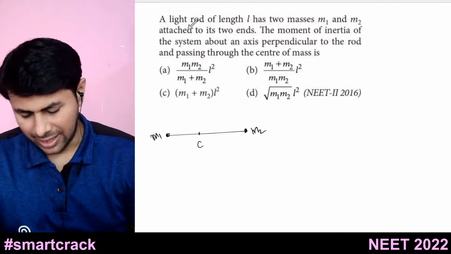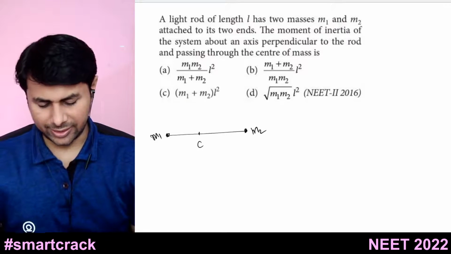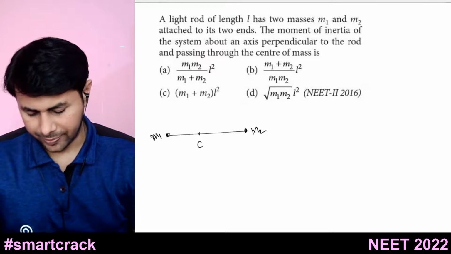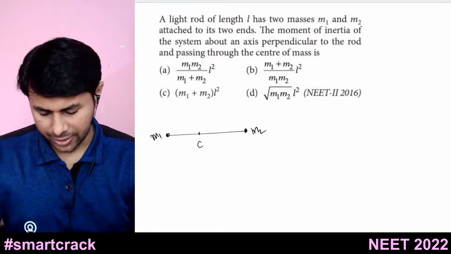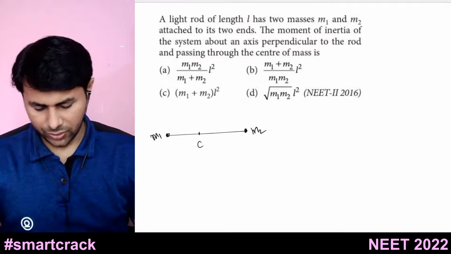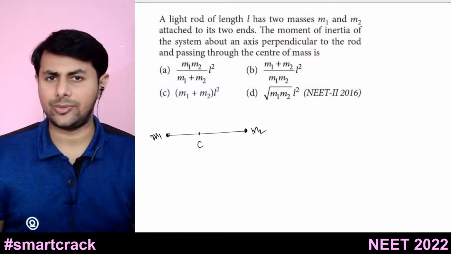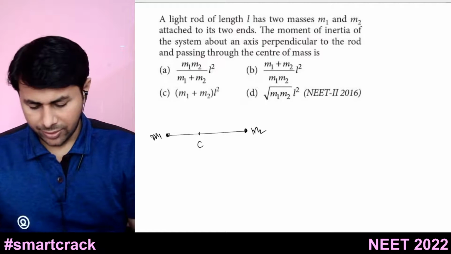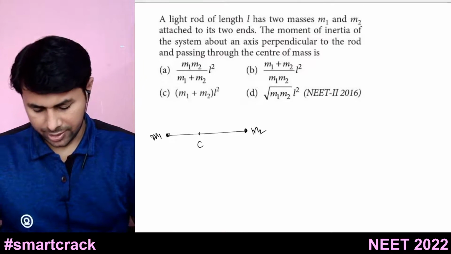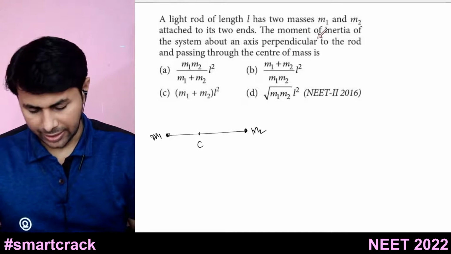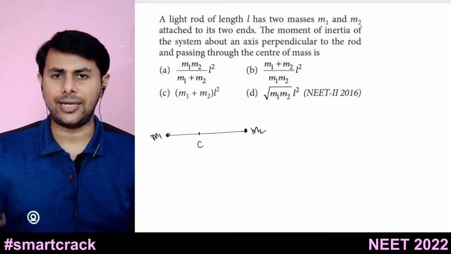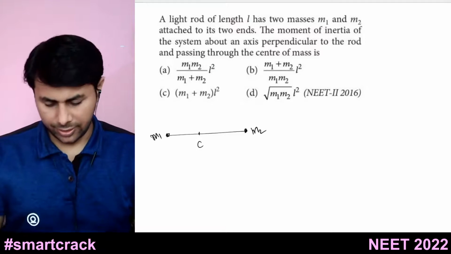The next problem is a light rod of length L that has two masses m1 and m2 attached to its two ends. The moment of inertia of the system about an axis perpendicular to the rod and passing through its center of mass is. We had started solving this problem yesterday and there was a power cut. Anyways, we have two masses m1 and m2. This is the first mass, this is the second mass, and we want to find the moment of inertia of the system about the axis perpendicular to the rod and passing through the center. It is a light rod, which means there is no mass to the rod.